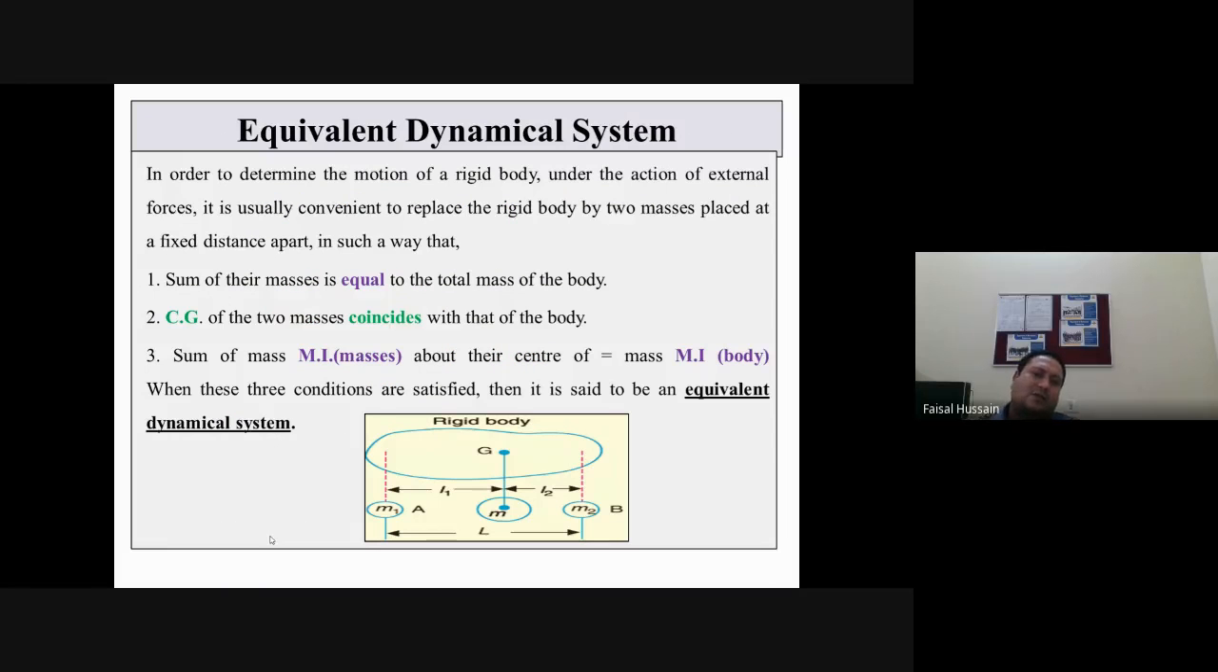Now let us go to the concept of equivalent dynamical system. What is an equivalent dynamical system? For example, if we want to interchange the body in such a way that the inherent geometrical motions would not get disturbed, at that point we will consider the equivalent dynamical system concept.